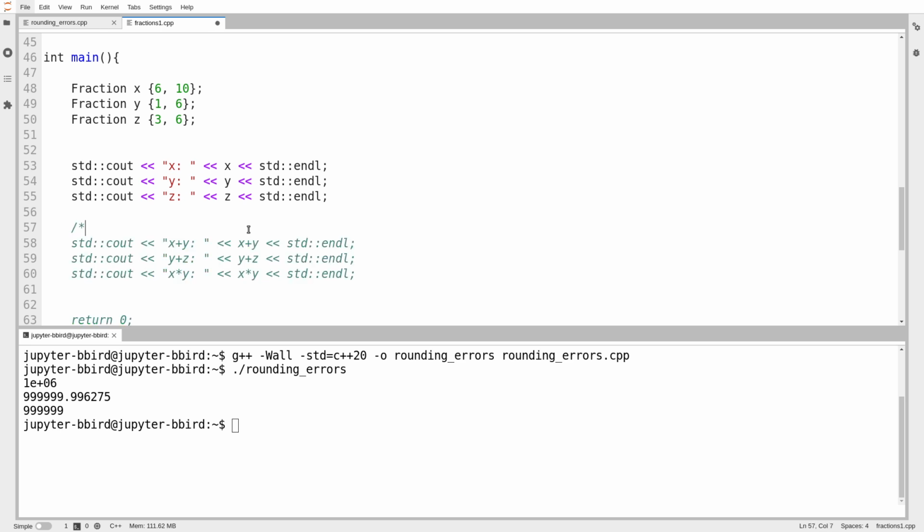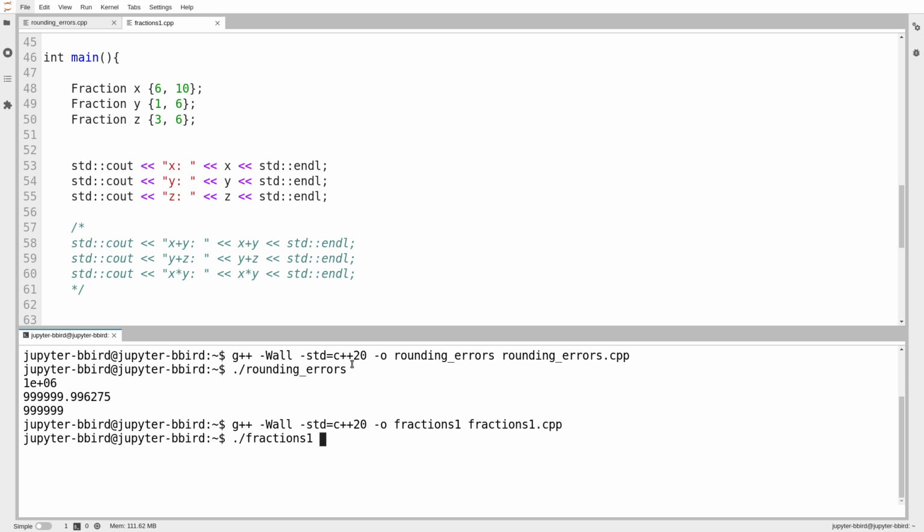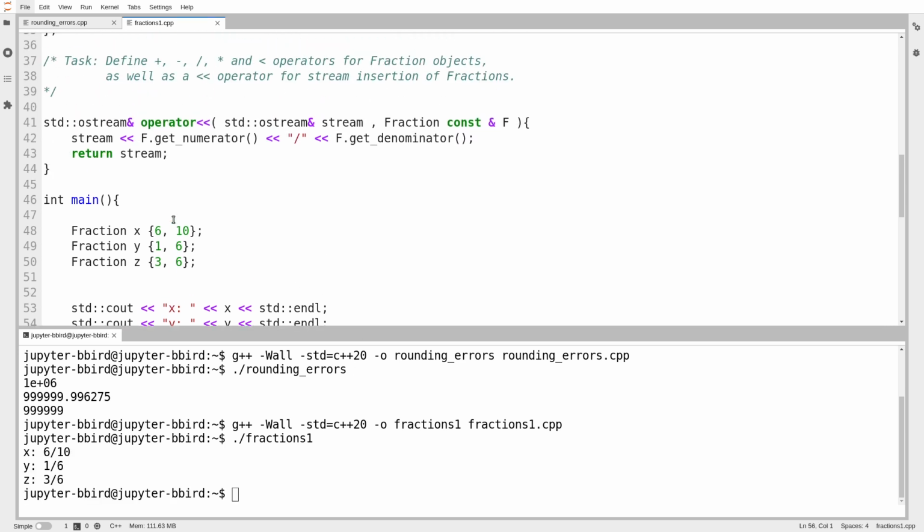Before I get started, I need a bunch of operators. One operator that I have provided already is the operator to print a fraction out. So I'm going to compile the unmodified code just to see what works going into this. Oh, whoops, I named the file wrong. Okay, so it compiles with lines 58 through 60 commented out. There we go. We can see it prints out X, Y, and Z. And now I can scroll up and show off what we've got.